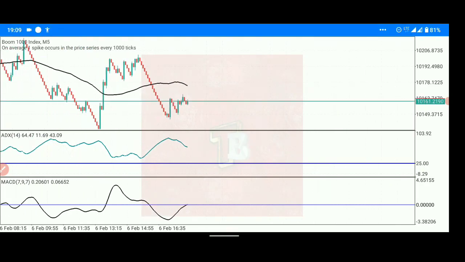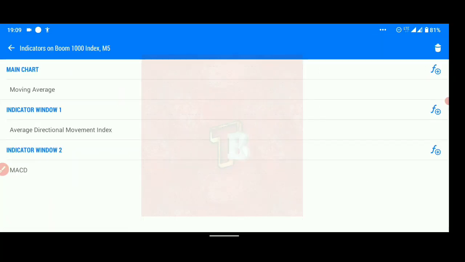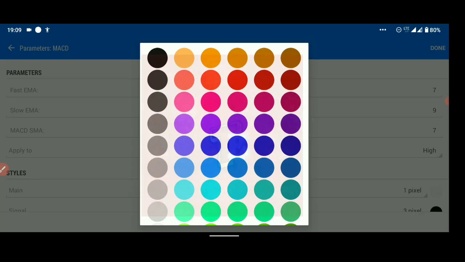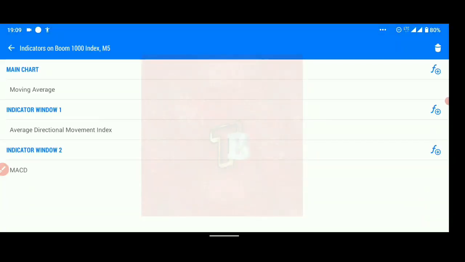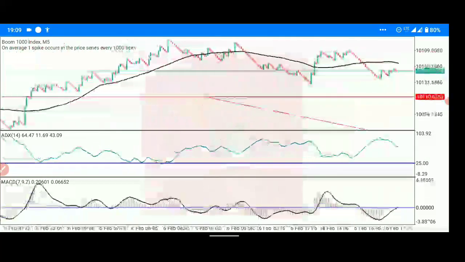So this is what you're supposed to have. Okay, sorry, the MACD is ash so that you can see the line. Sorry, let's leave it at this one. All right, okay, so this is it. You can change it to the color of your choice for the MACD.